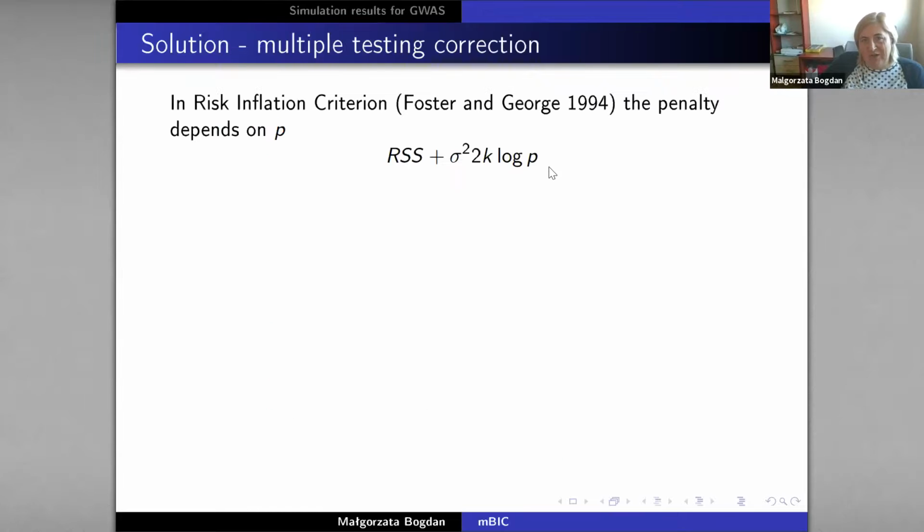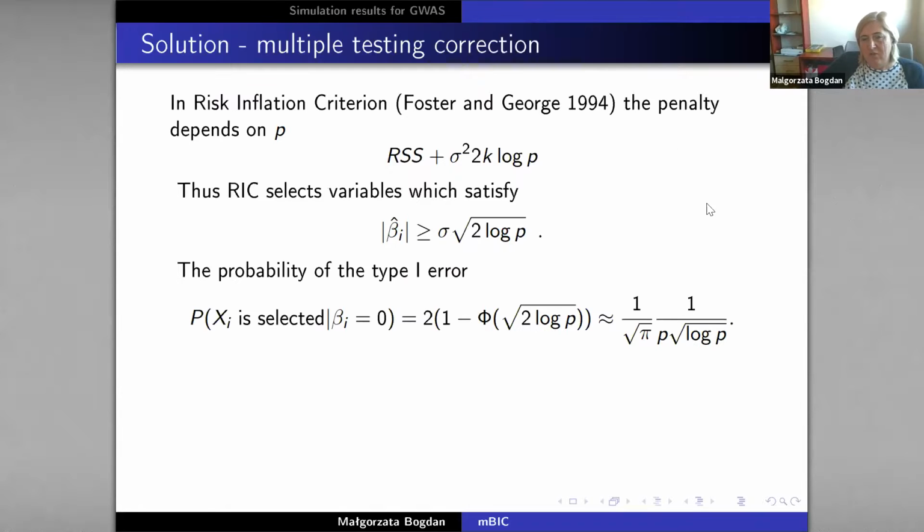Okay, so there is one more criterion which is much less known. Fewer people know this. This is called the risk inflation criterion. And here the penalty depends on the number of variables. So you see our known factor 2 log p. This 2 log p penalty is what we need to do multiple testing correction.